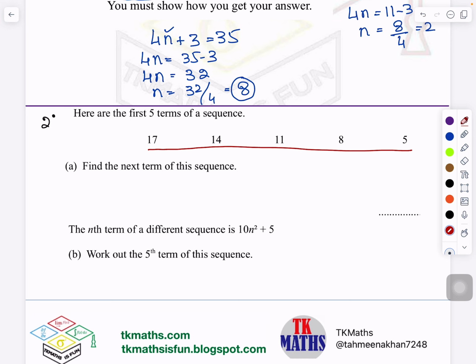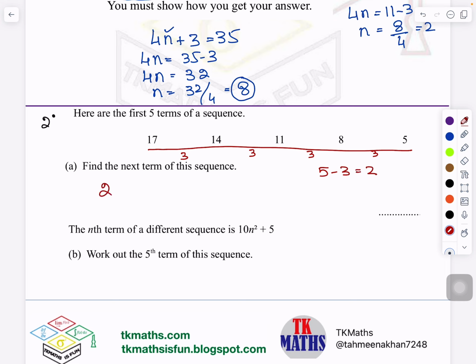What is 17 minus 14? 3. What is 14 minus 3? 11. 11 minus 3 is 8. 8 minus 3 is 5. So what are we doing? We are subtracting 3 every time. So what is 5 minus 3? 5 minus 3 is 2.